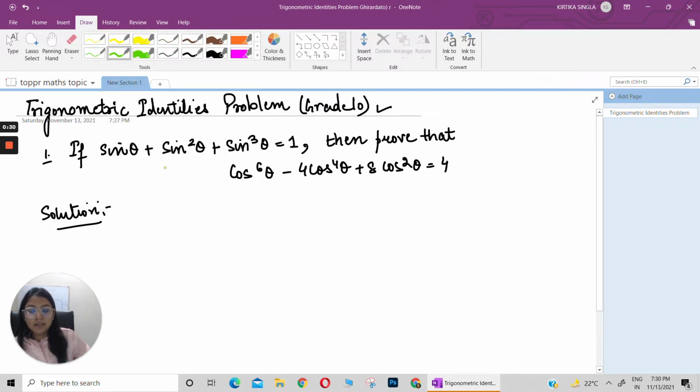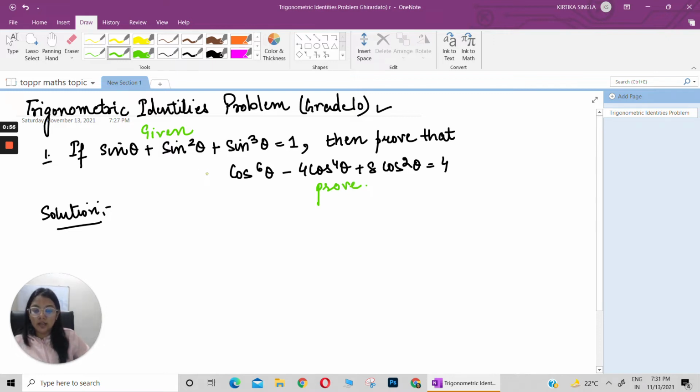If sine theta plus sine square theta plus sine cube theta is 1, then you have to prove that cos 6 theta minus 4 cos 4 theta plus 8 cos square theta is equal to 4. Now, before solving any trigonometric question, it is very important to analyze the question: what is given to you and what you need to prove.